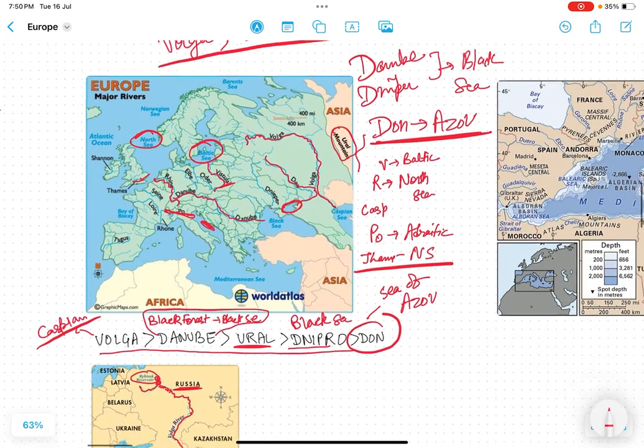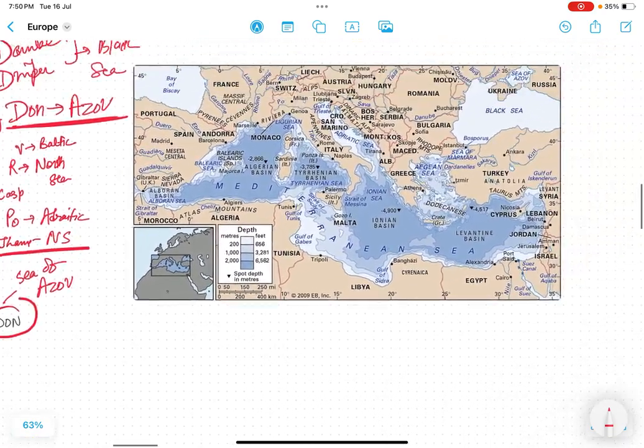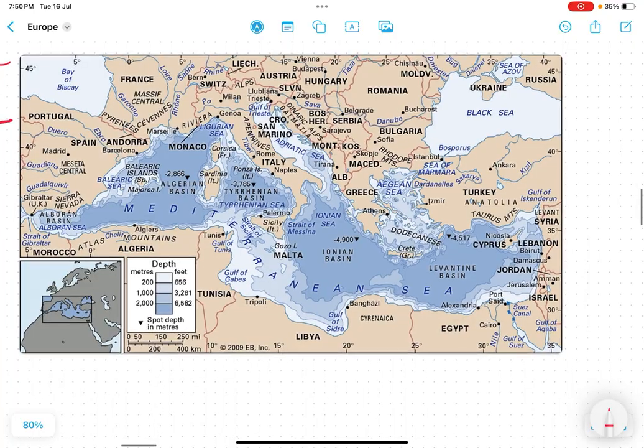right? So we have seen the rivers. Let's go to the next map. So the next map we have is of Mediterranean Sea, very important, and we have to see what all countries border the Mediterranean Sea in the European continent. So right here you can see we have Spain, then we have France, we have Monaco, a small country right here.